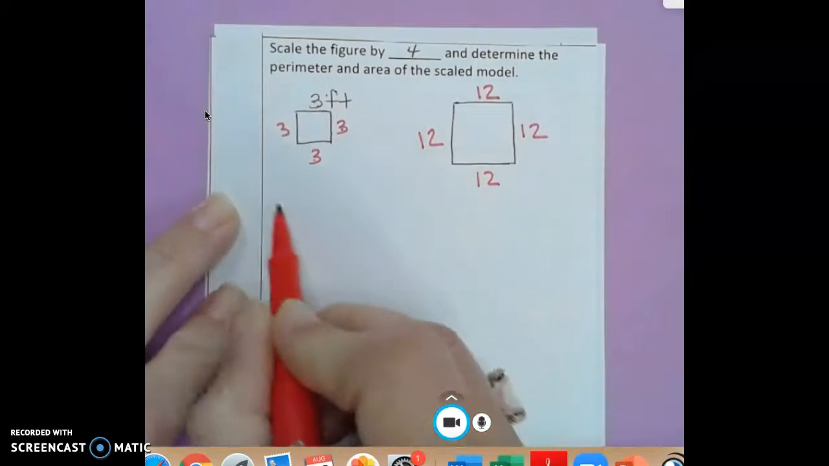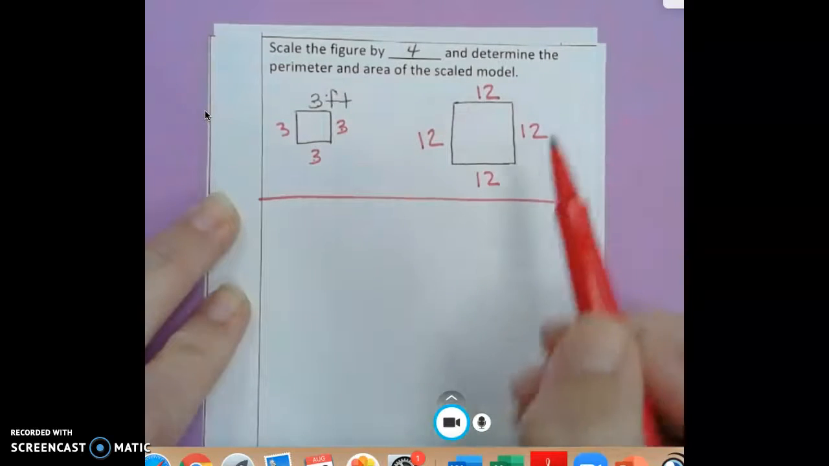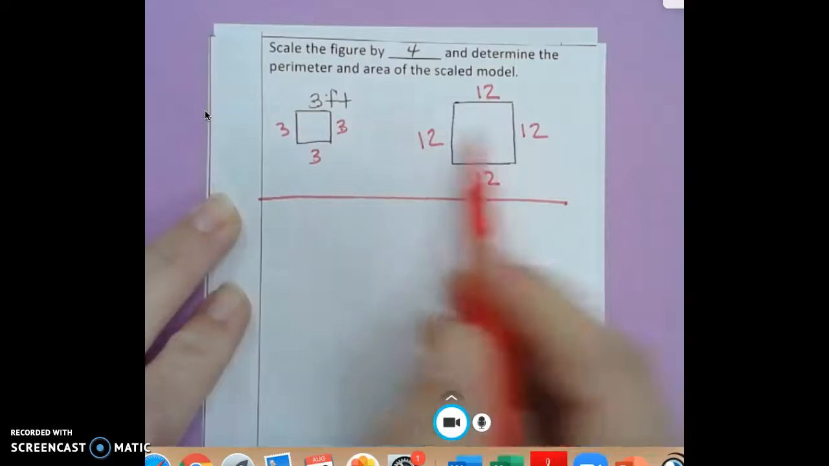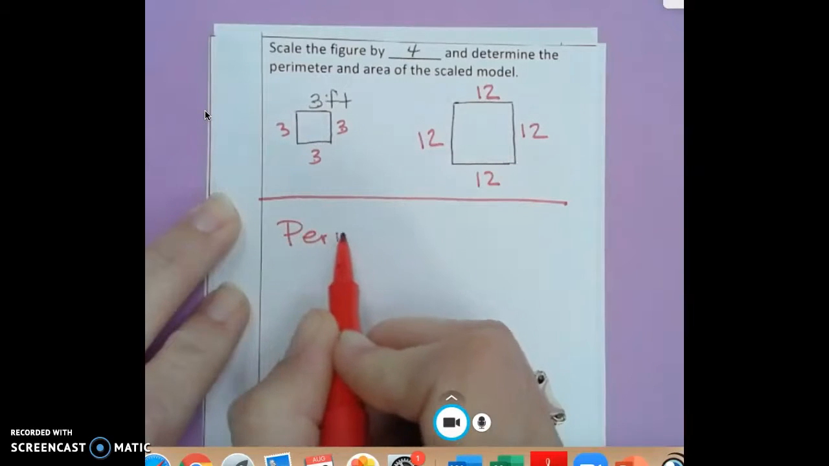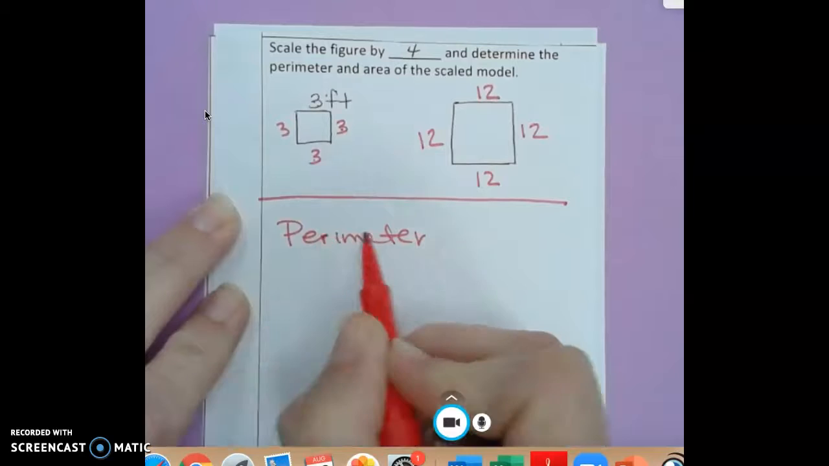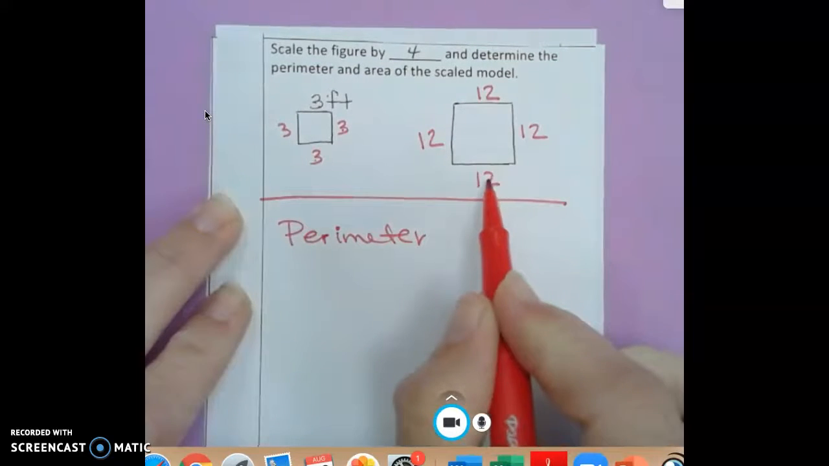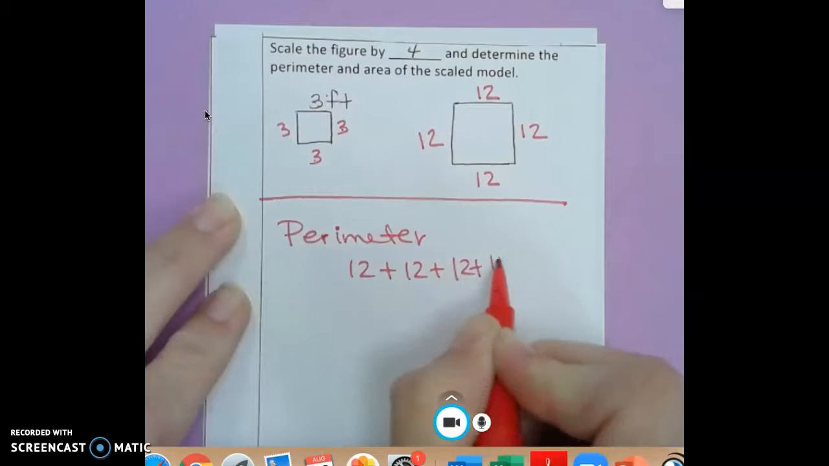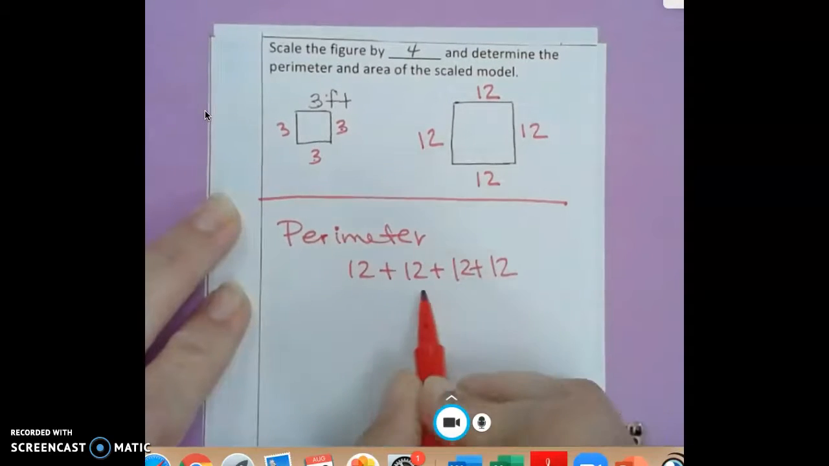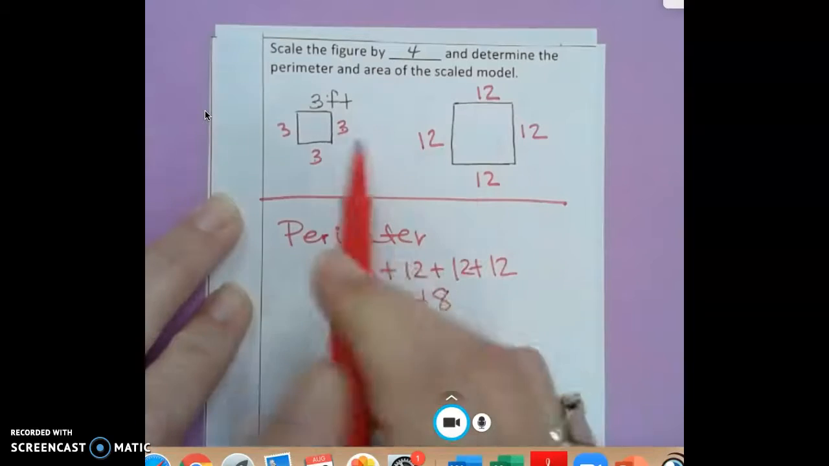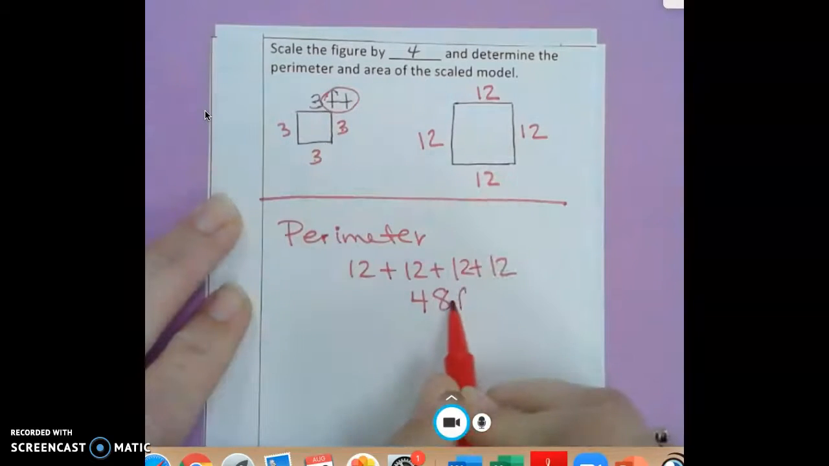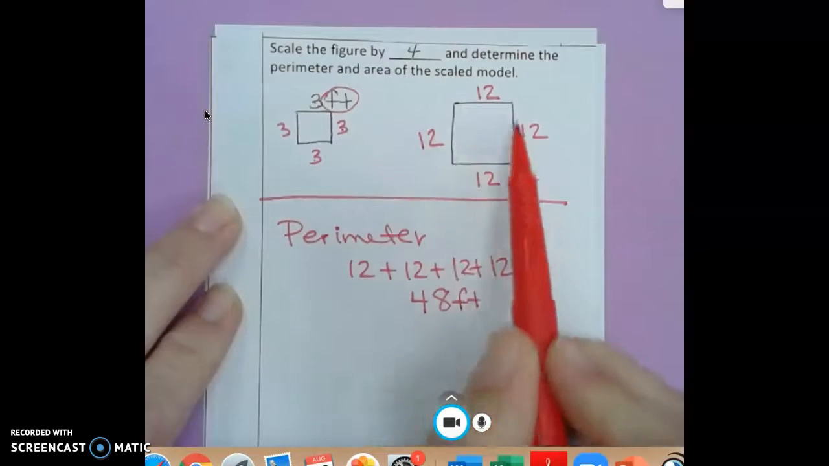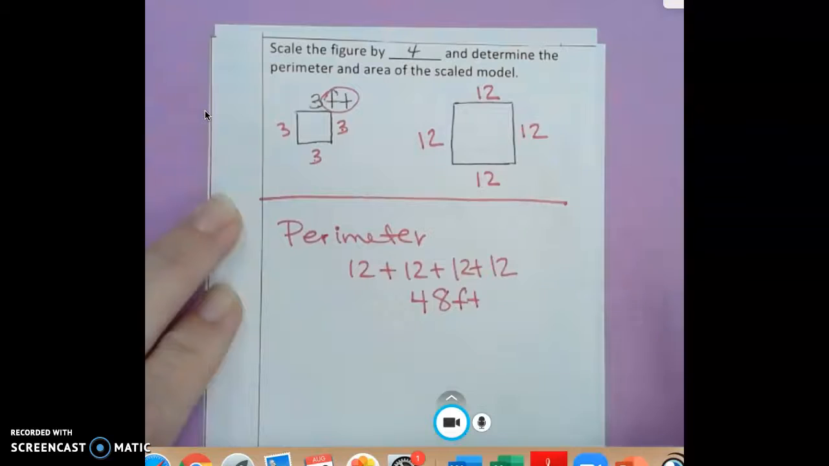Now that we've got that, it asks us to determine the area and perimeter of the scaled model. So this is the one we're going to focus on, the one that we scaled. If we do the perimeter of that scaled model, that means we're going to add up all of those sides. So 12 plus 12 plus 12 plus 12, or you may do 12 times 4. We're going to get 48, and that is just plain Jane feet. 48 feet for the perimeter. That is just the outside of the new square, which is bigger.